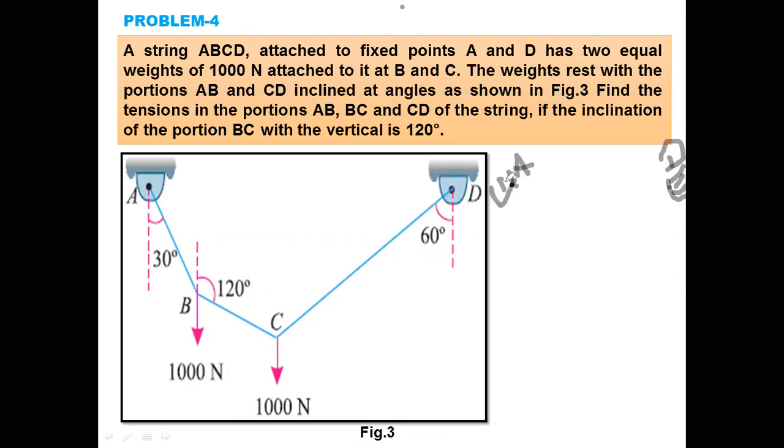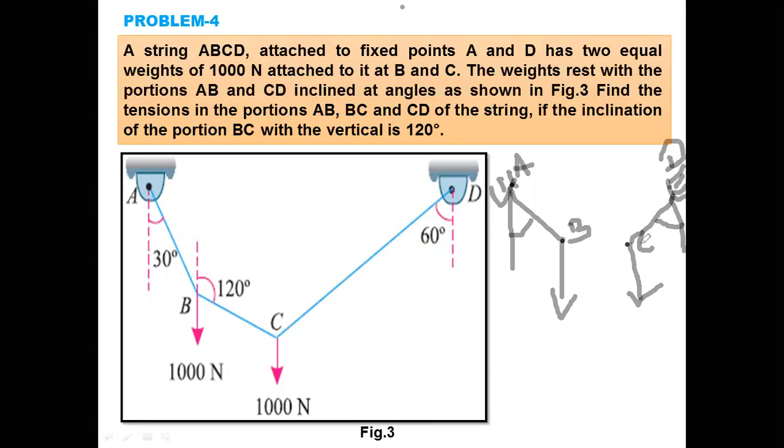All right. Next, the weights of 1000 Newtons are attached at B and C. There are another 2 points, so just simply write them as B and C. B and C are the other 2 points which have been attached with the 1000 Newton load. Next, the weights rest with the portions AB and CD. This is the D point, so CD. They are inclined at angles as shown in the figure. AB is inclined at an angle of 30 degrees with respect to vertical, and CD is inclined at an angle of 60 degrees with respect to vertical, as shown.